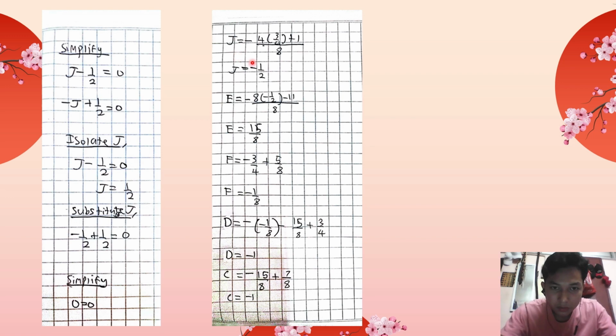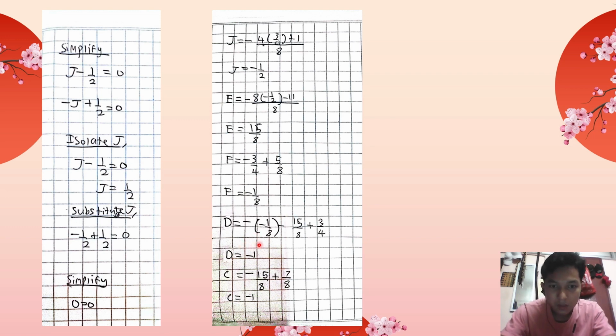So we already got all the values. We find j from the previous equation, negative 4 multiplied by 3 over 4 plus 1 over 8. We get j equal to negative 1 over 2. E equal to negative 8 times negative 1 over 2 minus 11 over 8. We get E equal to 15 over 8. F equal to negative 2 over 4 plus 5 over 8. We get F equal to negative 1 over 8.